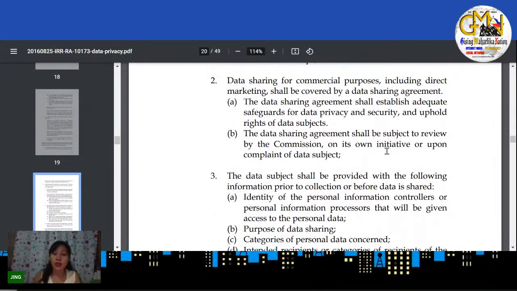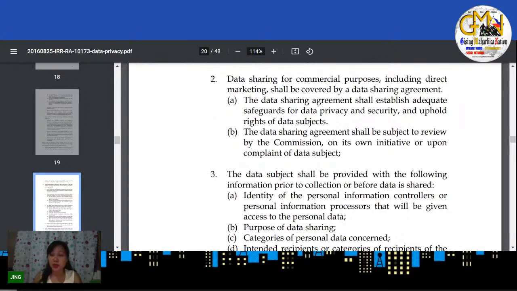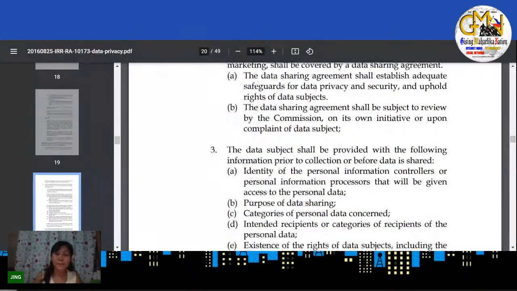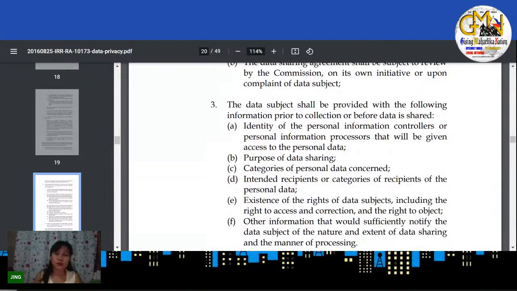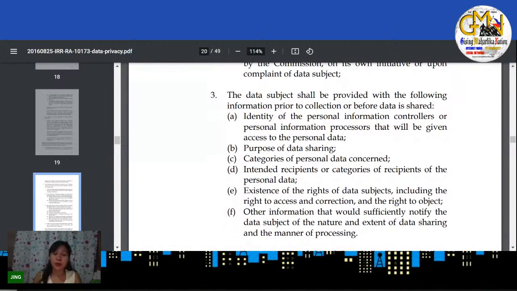A. The data sharing agreement shall establish adequate safeguards for data privacy and security and uphold the rights of the data subjects. Letter B. The data sharing agreements shall be subject to review by the Commission on its own initiative or upon complaint of the data subject. Letter number 3. The data subject shall be provided with the following information prior to collection or before data is shared. A.